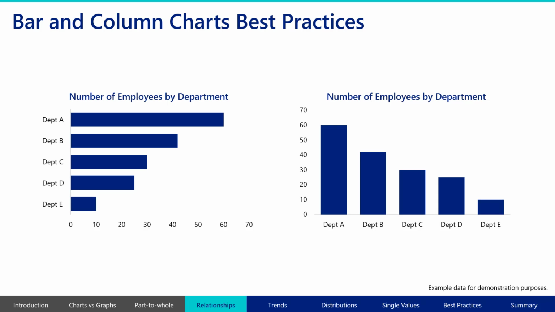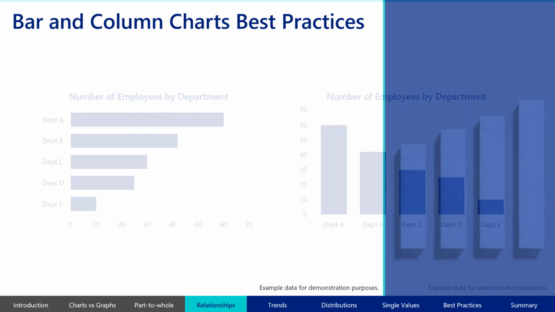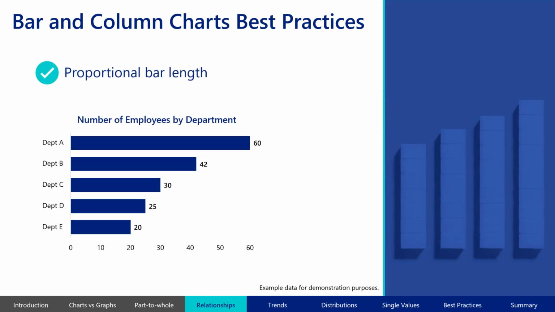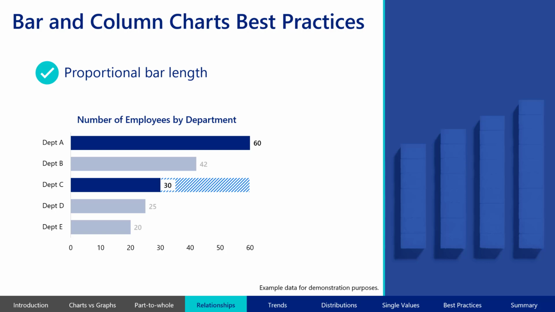Bar and column charts are among the most popular formats for visualizing data in a clear and concise way. However, there are a few best practices to consider when designing your bar and column charts to help your audience understand the information presented. Bar and column charts use length and height to represent values proportionally. So, a bar twice the length or height of another bar represents twice the value of that other bar.